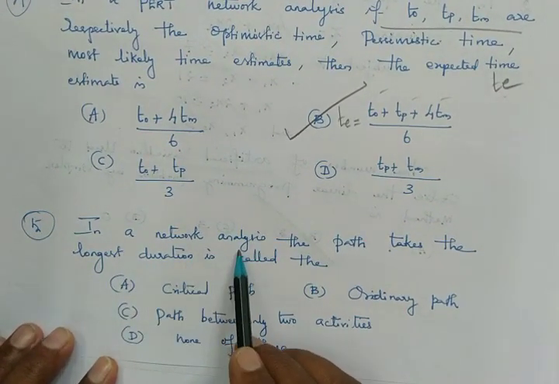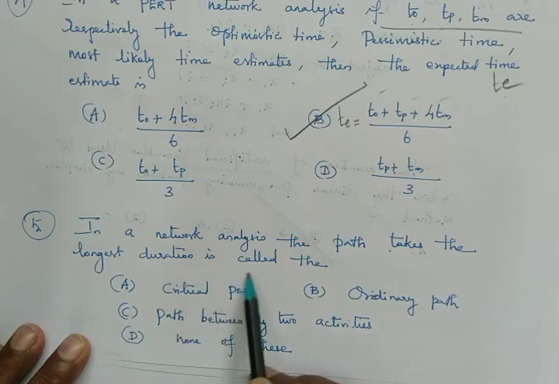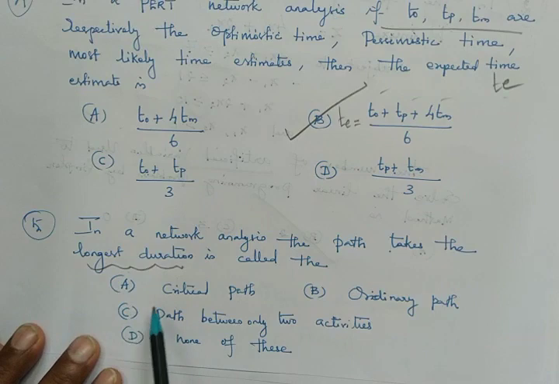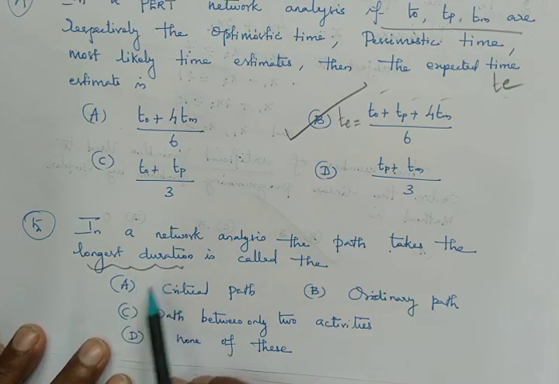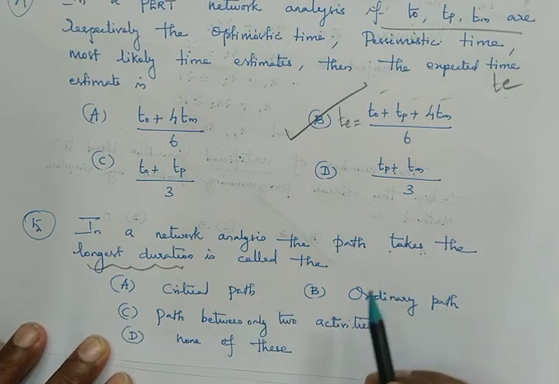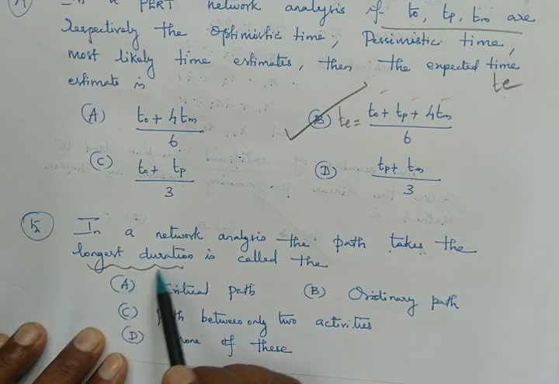In a network analysis, the path that takes the longest duration is called the critical path. Longest means it is the toughest one. It is not the shortest path. CPM, critical path method, always analyzes the critical path only. So that is called the longest path.